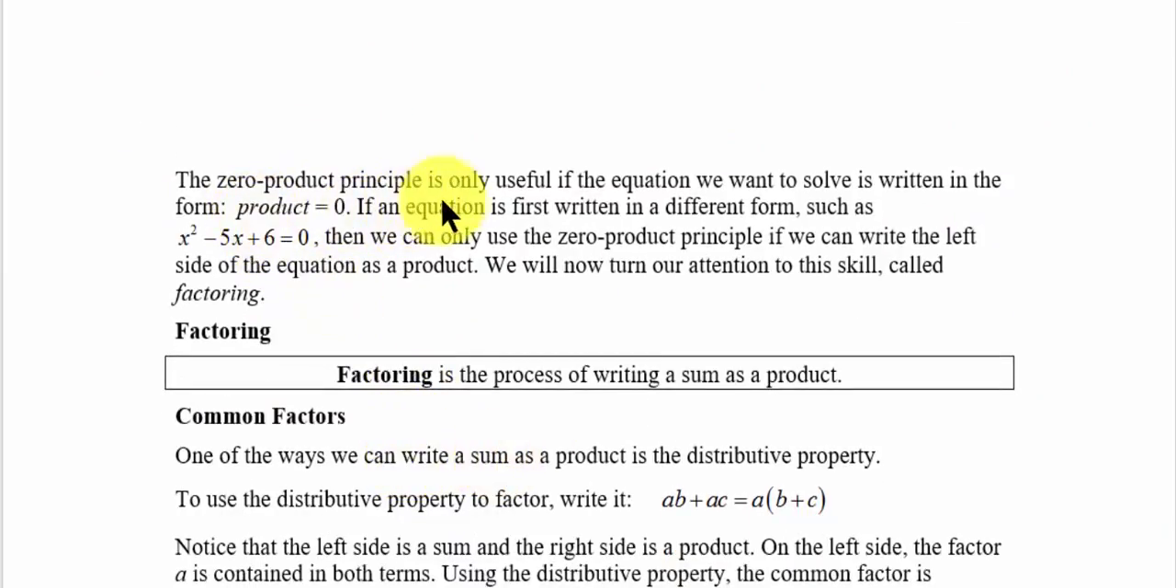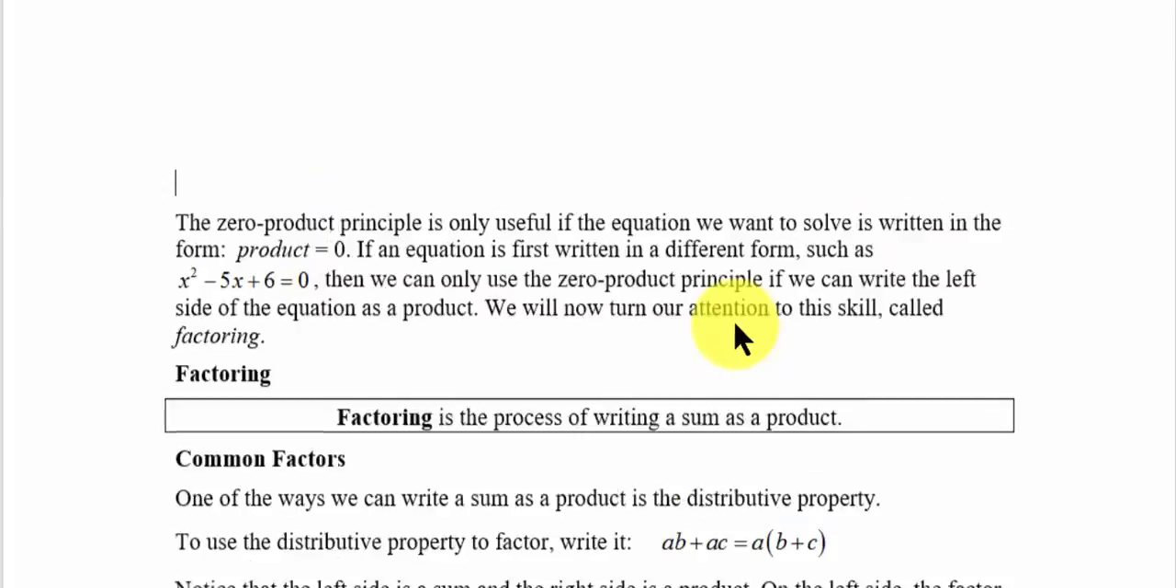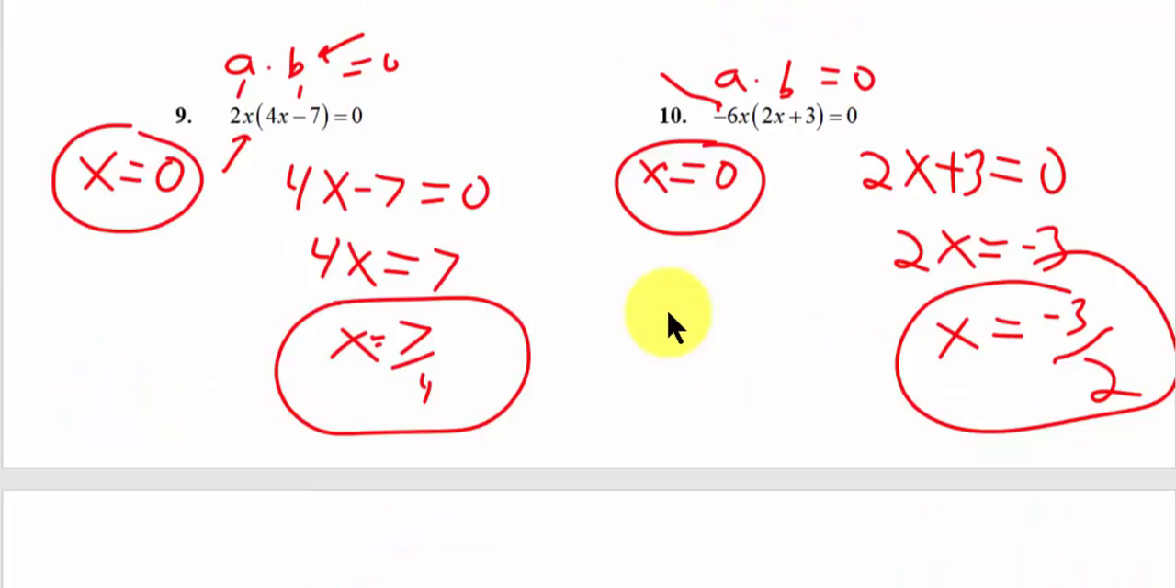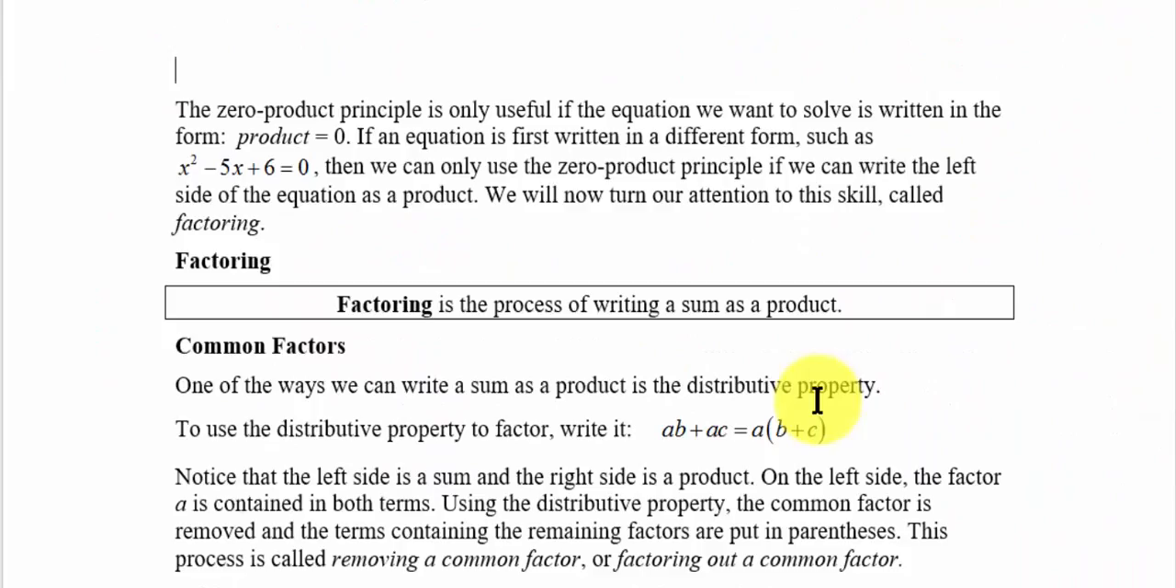Right, so it says the zero product principle is only useful if the equation we want to solve is written in the form, some product equals 0, right? So here's a product: 6x times, right? The product of these two, a and b, okay? So I guess the question is, what happens if the equation is written differently?